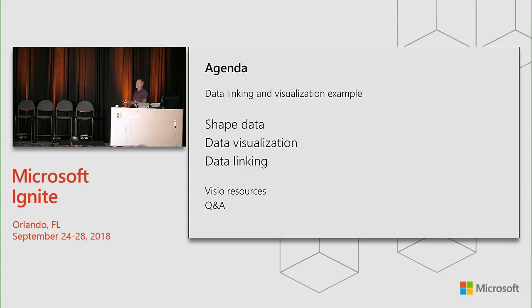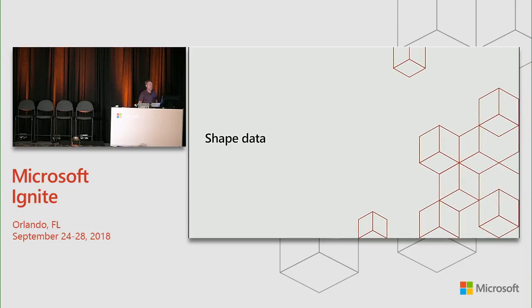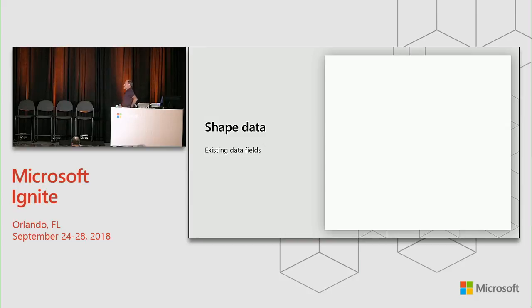A couple of examples you've seen. 3 key things we're going to do today. We're going to talk about data in shapes. We're going to talk about how to visualize that data. And we're going to talk about how to link your diagrams to an external data source so that your Visio diagram becomes a dashboard. And I've got some resources at the end, too.